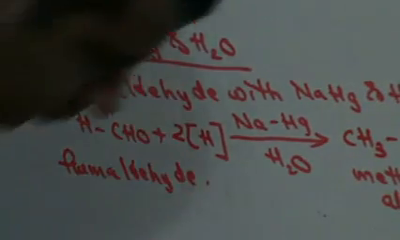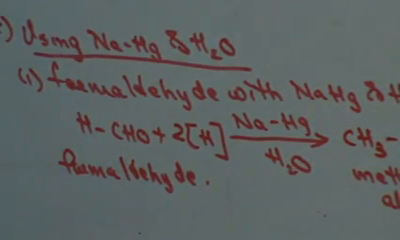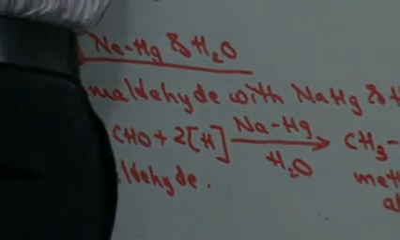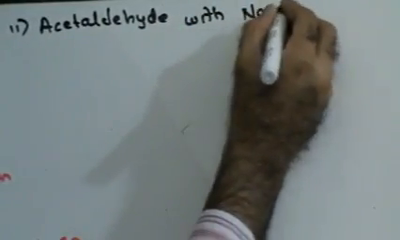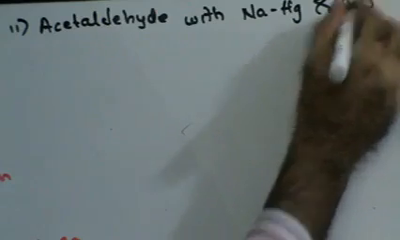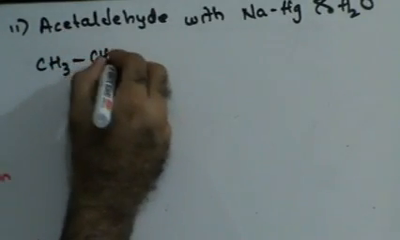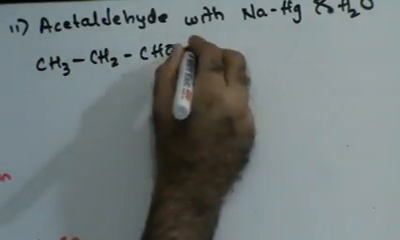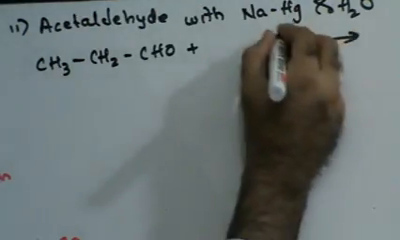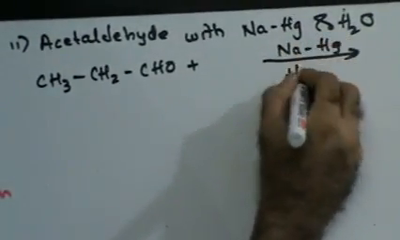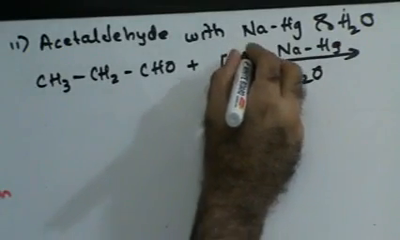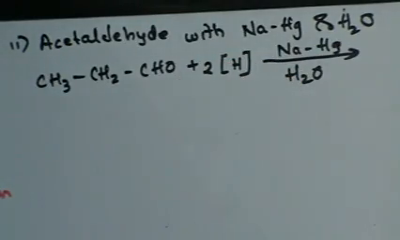Next, acetaldehyde. The second example is using acetaldehyde. Let's see another example of this. Acetaldehyde with sodium amalgam and water. Acetaldehyde, CH3CHO, reacts with sodium amalgam and water to give you nascent hydrogen, two molecules of nascent hydrogen.